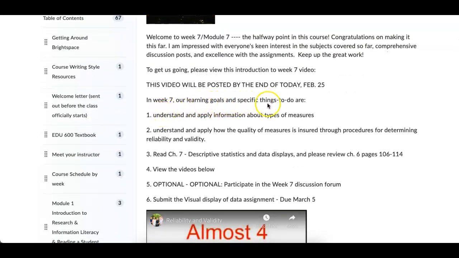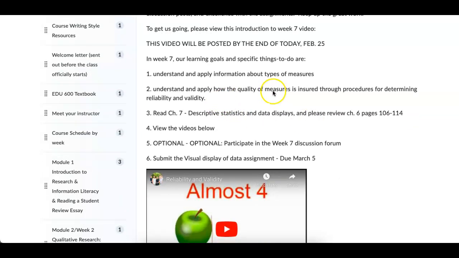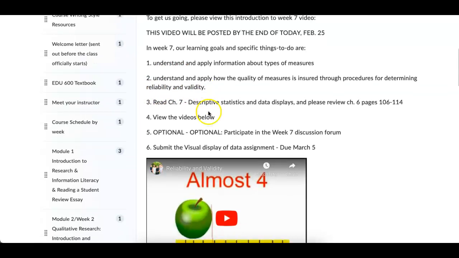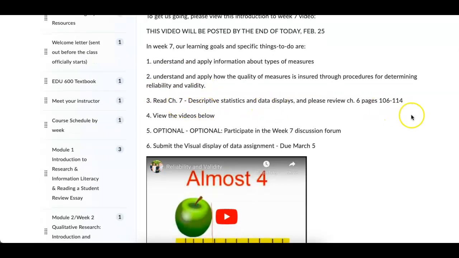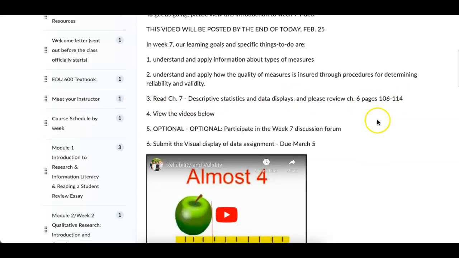So our learning goals: understand and apply the measures, as they relate to reliability and validity. And this is really how you can say, are the results significant, and also is the research reliable and valid? I'd like you to read chapter 7, specifically looking at the entire chapter, but then take a look at chapter 6 and these pages specifically.